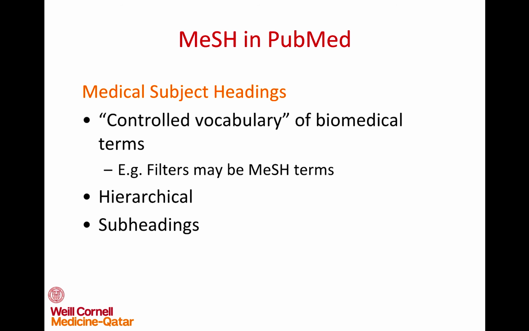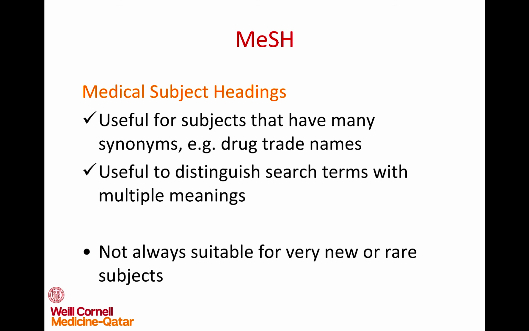So MeSH and PubMed. Now, just to summarize a couple of things, medical subject headings, this is what's known as a controlled vocabulary. So they allow for very precise searching that is surprisingly comprehensive within each topic. So useful for subjects that have many synonyms, for instance, drug trade names. If you're looking for acetaminophen, if you're using keyword search, you'd look for paracetamol, Panadol, and all the other trade names that it has. If you use MeSH, you just look for acetaminophen and it automatically finds all the other ones as well.